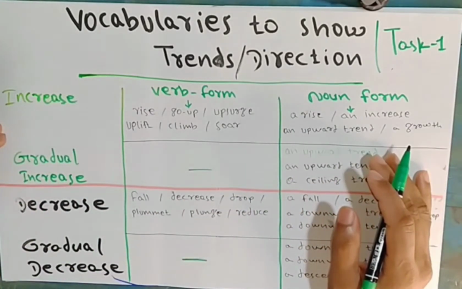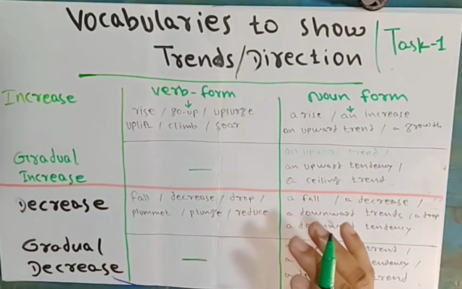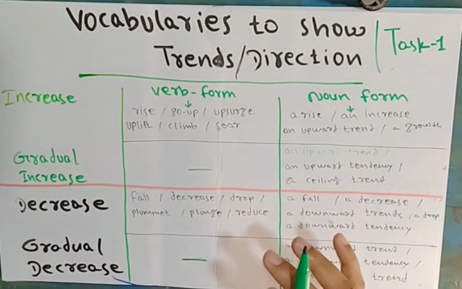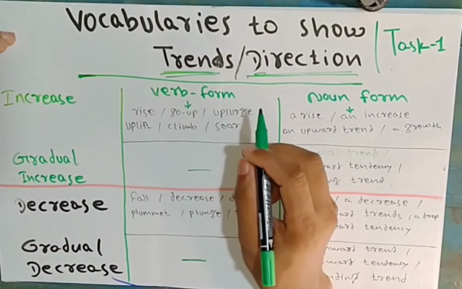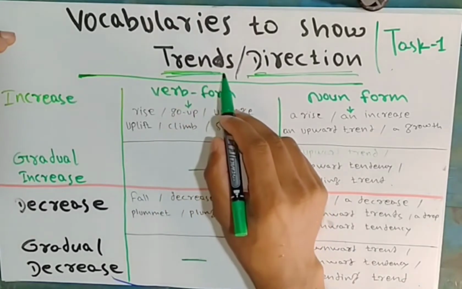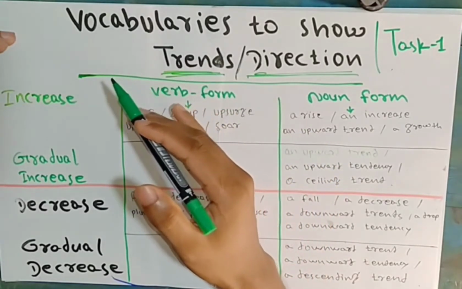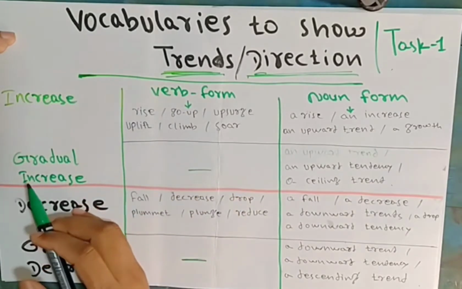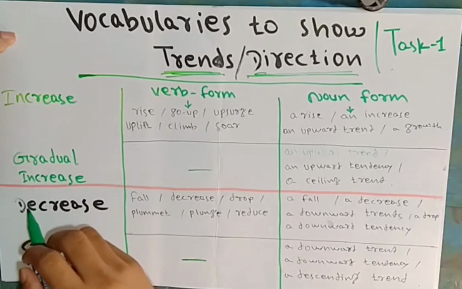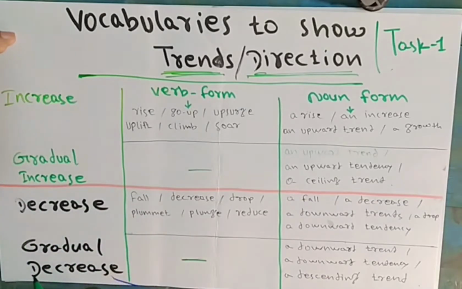So as you know, IELTS Writing Task-1 will be some graphs or charts and some other different types of diagrams, right? So if you want to show the direction or the trends of the graphs, then you have to use some different words such as increase, gradual increase, decrease, and gradual decrease, right?